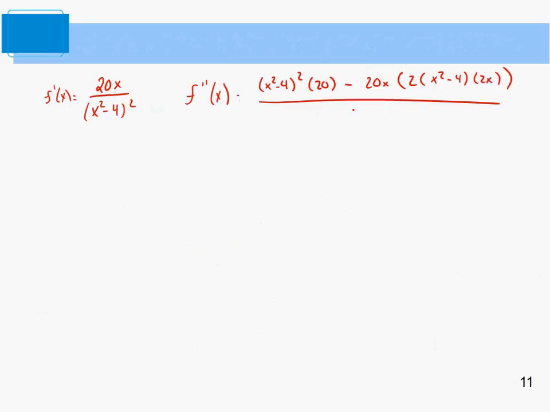Because we need the second derivative. So low d high minus high d low over low low.